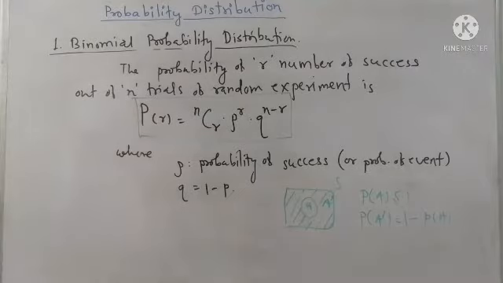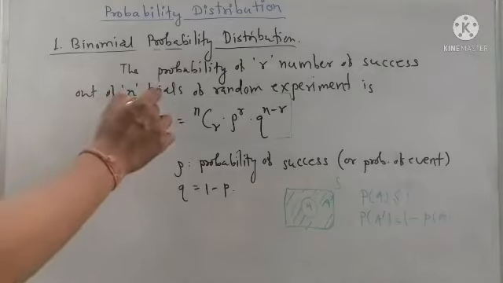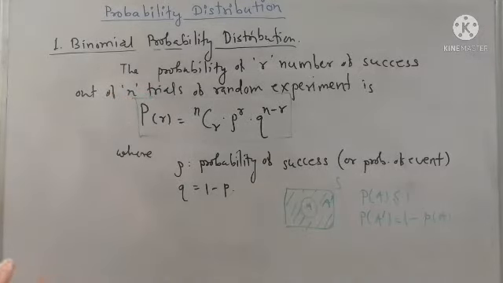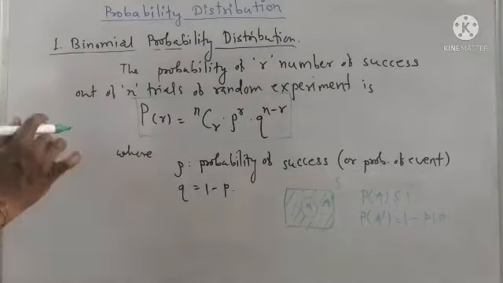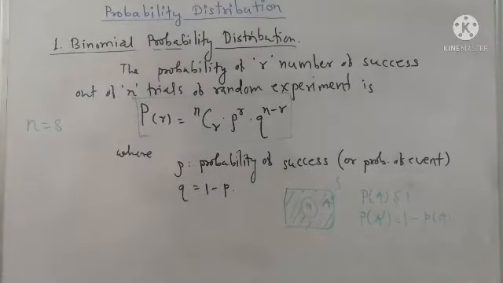When a random experiment is repeated, the repetition of that random experiment is called a trial. If we toss a coin, it is called a random experiment. If the same coin is tossed again and again, the number of times it is tossed is called trials. If we toss the coin 5 times, then n is 5, that is, the number of trials is 5. If we toss 10 times, then n will be 10. Similarly, if n is 8, that means we tossed the coin 8 times.